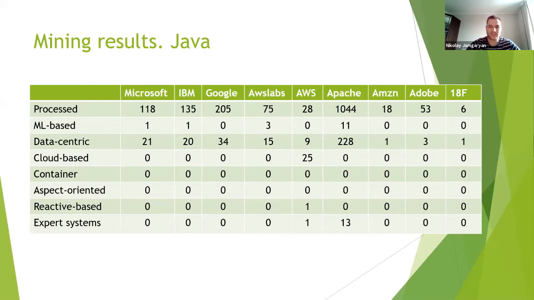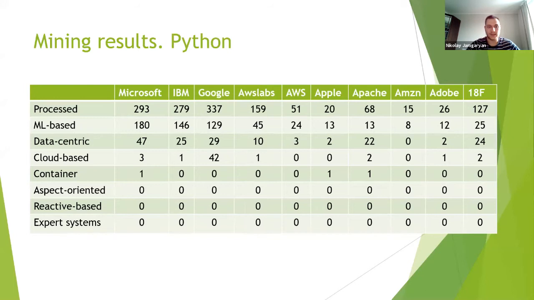But these cases can be thought of like outliers because Apache has a special framework, Apache Jena, and AWS has a special framework for cloud services. So it doesn't apply to all the other companies. Almost the same picture we can observe in Python repositories, with one exception. Here, one of the most popular styles is ML-based style. It's being used almost everywhere, in almost half of the repositories of every company.